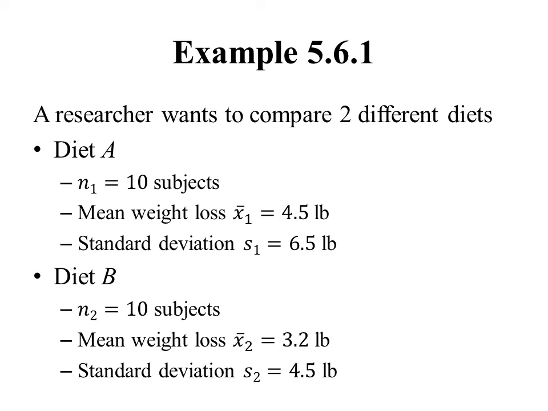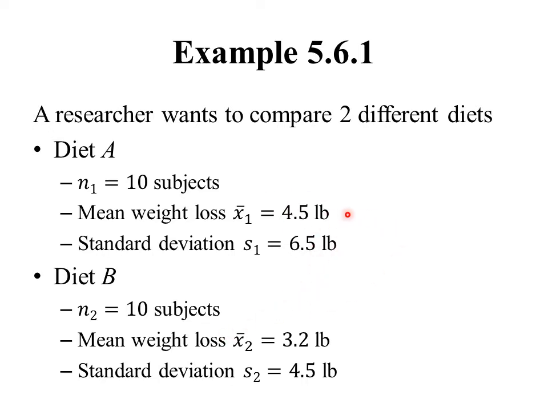And then on diet B, they put a different set of 10 people on that diet for a few months. After those months, they record their weight losses. Their mean weight loss was 3.2 with a standard deviation of 4.5 pounds. Okay, so notice that we've got here two independent groups of people. These 10 people up here are not the same as these 10 people down here. What happens to these 10 people has no direct effect on these 10 people here. So we have two independent groups of people.